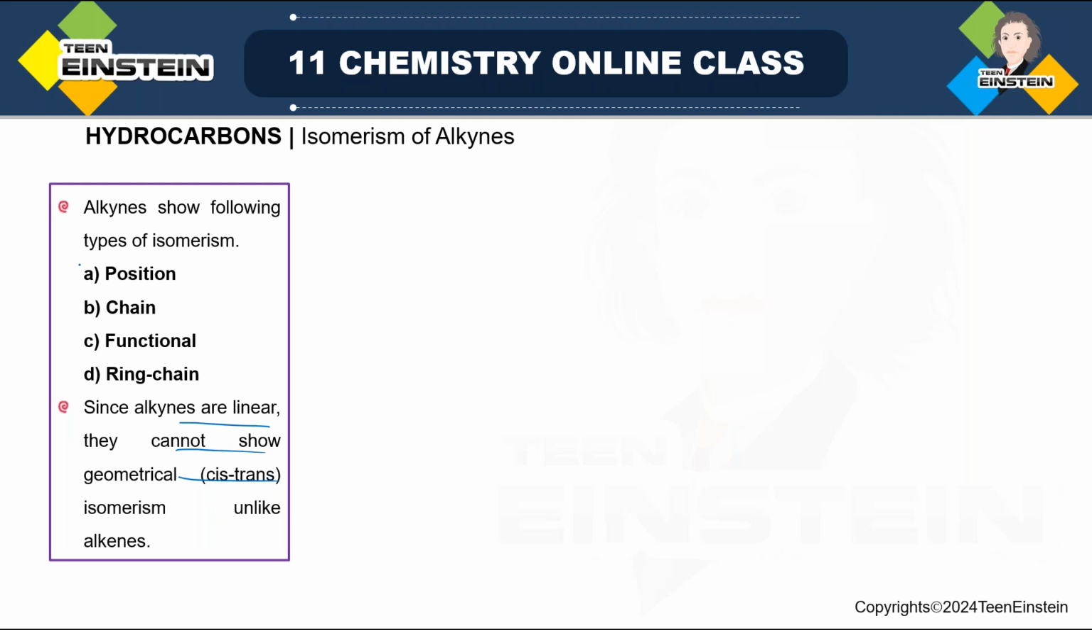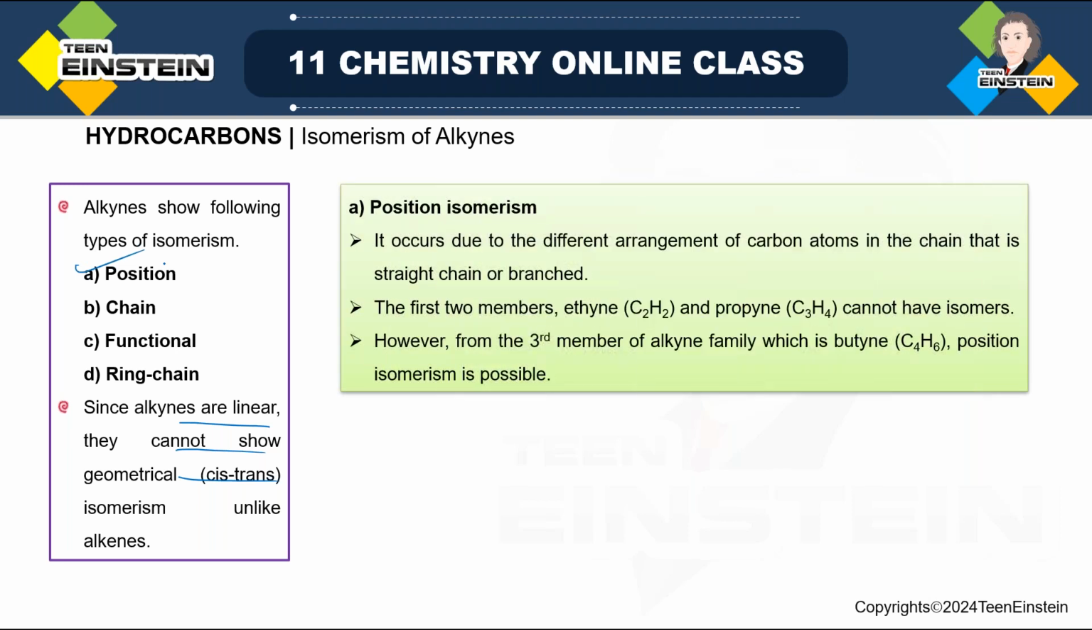So here we have first, position isomerism. Now position isomerism means what? The functional group's position is different, and here the functional group is the triple bond. So it is a different arrangement of carbon atoms in the chain, that is straight chain or branched. But first try to understand how it happens in a straight chain. Suppose you have 4 carbon and 1 triple bond. Now this triple bond can be in the middle position, or the triple bond can be in the terminal position. So the position is different for the 2 triple bonds. So this will be the example of position isomerism.